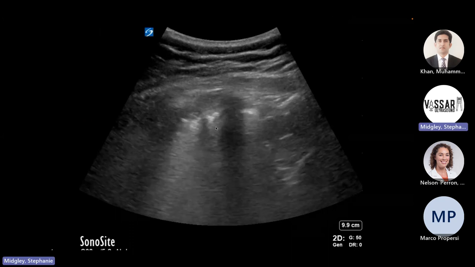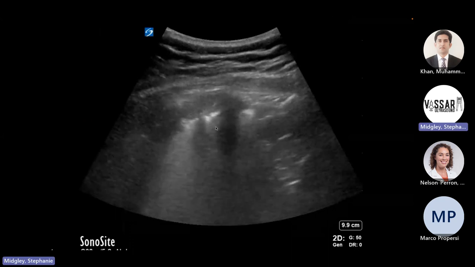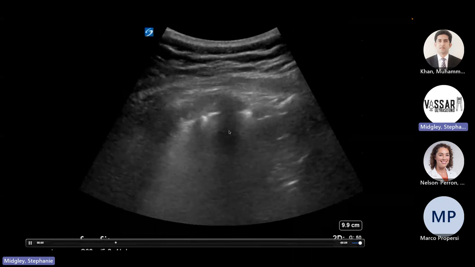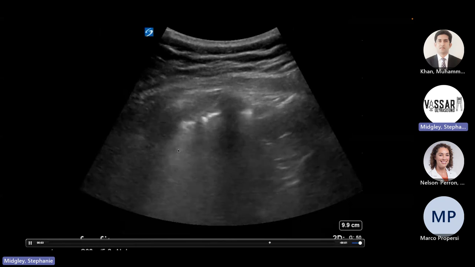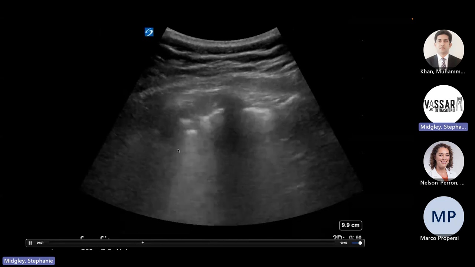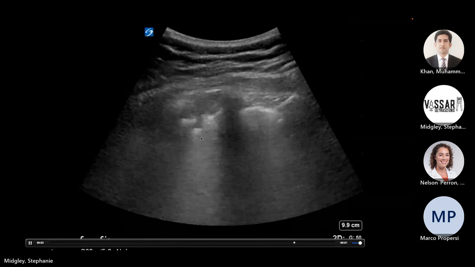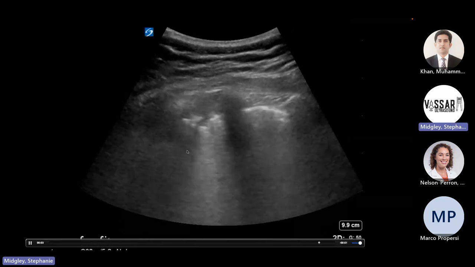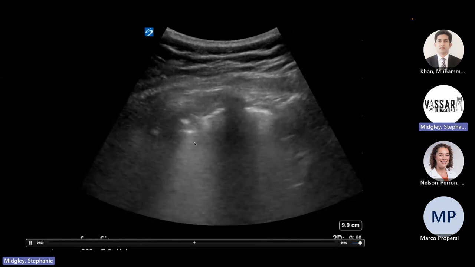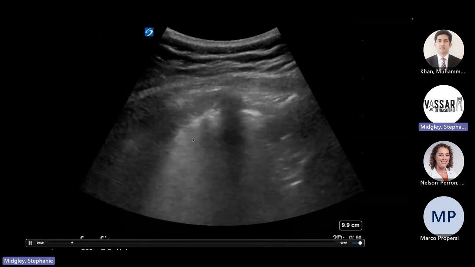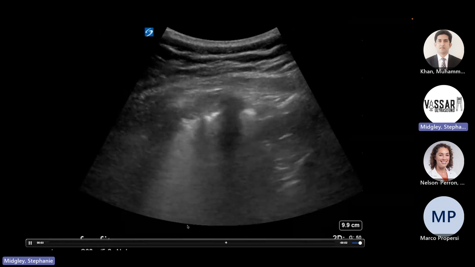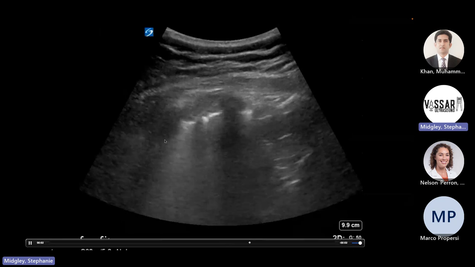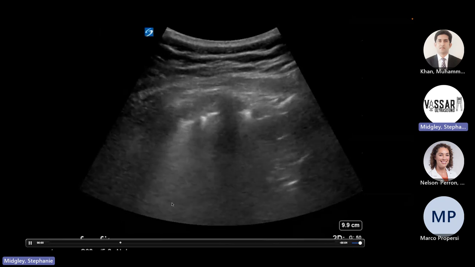Some lung pathology. Again, we'll go through more of this when we do our lung stuff. If you see the pleural line here, so here's a rib, and this is my pleural line. If you notice, it's shaggy, and it's broken, and it's interrupted. And there's B lines, right? So there's these reverberation ring down artifacts coming from the pleural line that's extending all the way down. So this is pneumonia. So broken, interrupted pleural line with focal B lines.